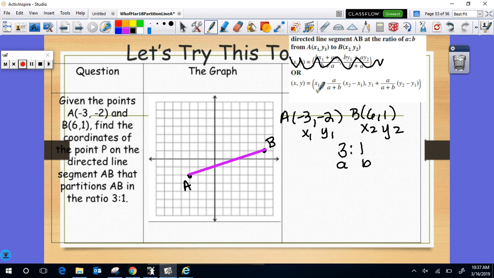Okay, so I'm going to just substitute into my formula. And remember, when you substitute in your formula, you put things in parentheses. So 3 over 3 plus 1, and then 6 minus -3. Alright, that's for x.